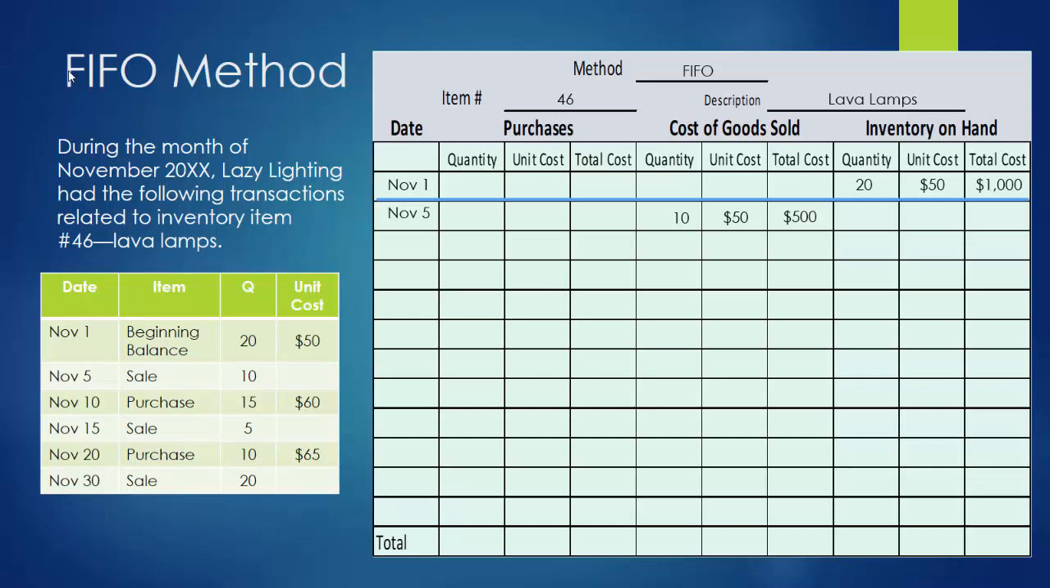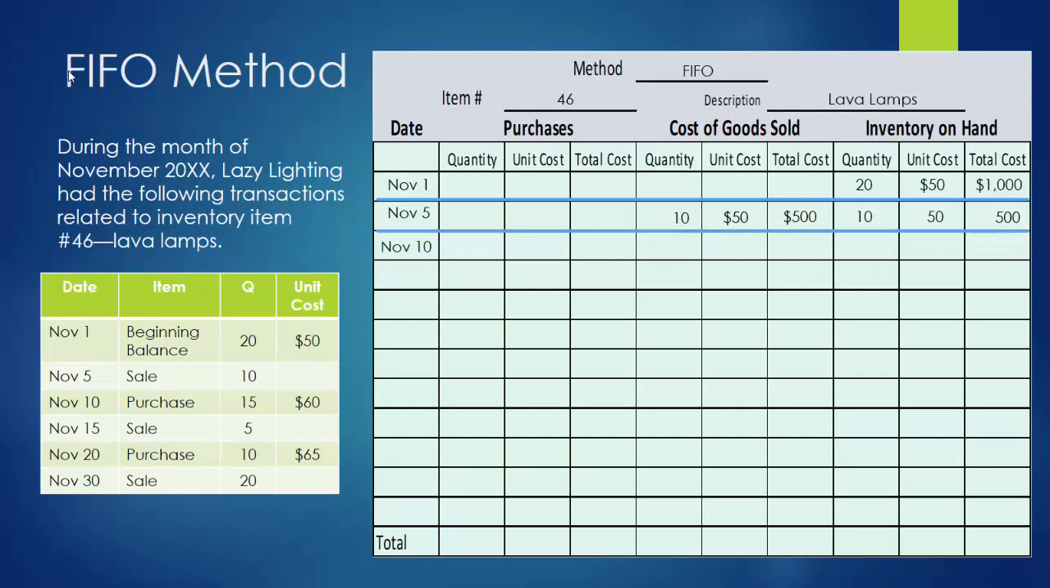So they had 20 lava lamps, and they sold 10 of them, which means their inventory on hand after the sale on November 5th is going to be 10 lava lamps. All of those lava lamps had a unit cost of 50, which means that the inventory on hand, the 10 lava lamps they have remaining, has a total cost basis of $500.